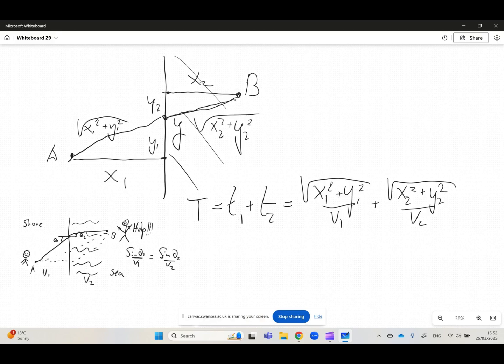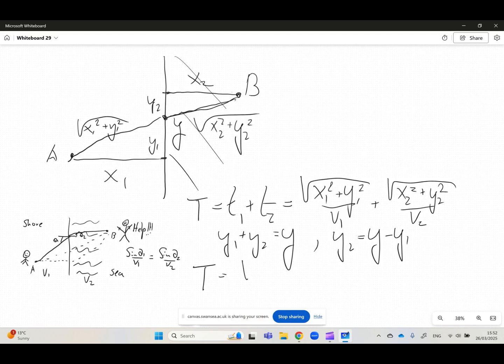Now, we can use y1 plus y2 equals y, namely y2 is y minus y1, and therefore the total time, capital T, can be written as square root of x1 squared plus y1 squared over v1, plus square root of x2 squared plus (y minus y1) squared over v2. And let's see how we obtain Snell's law.